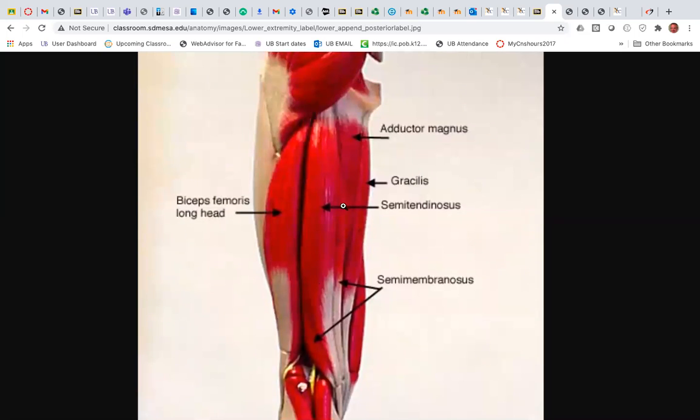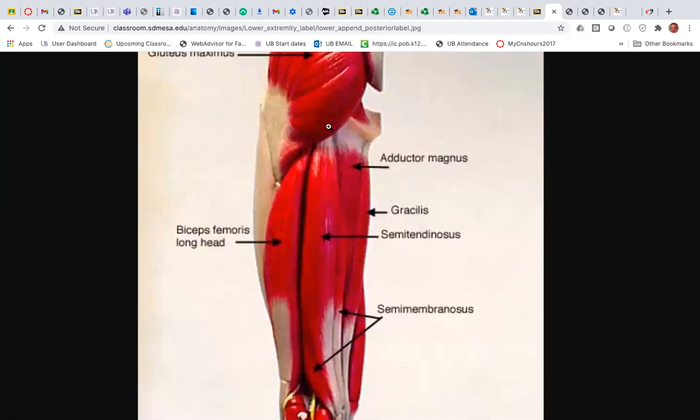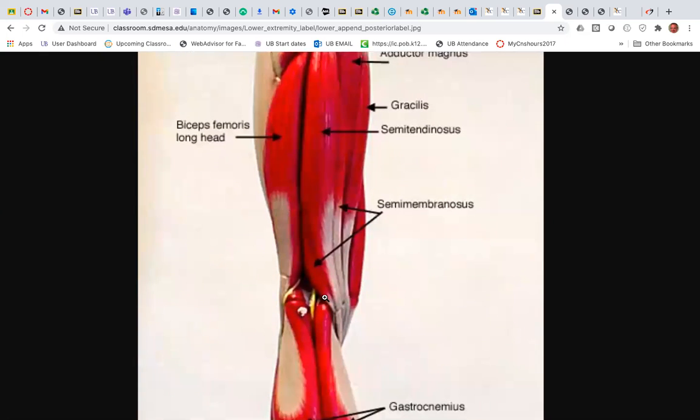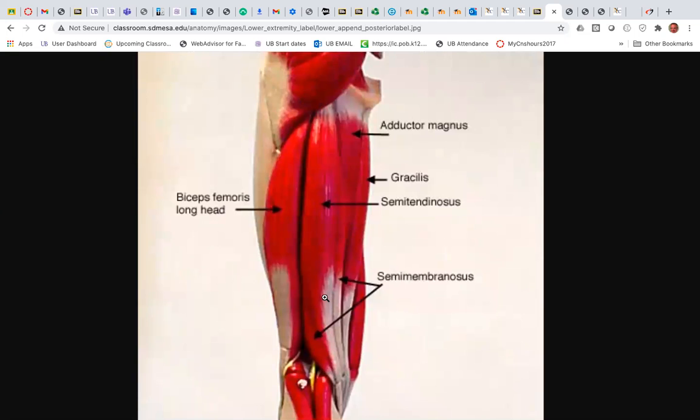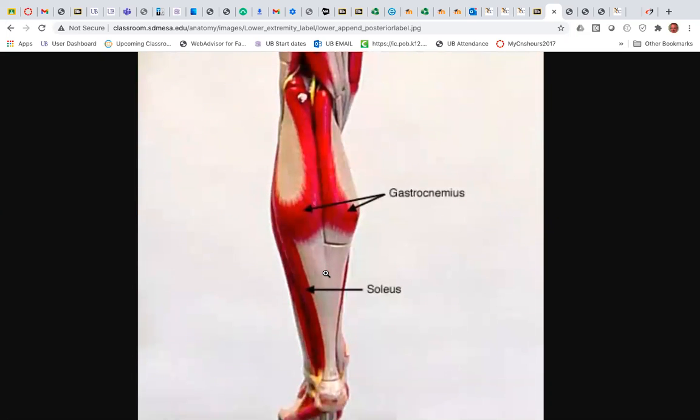Okay. The same thing is true for the semitendinosus and semimembranosus. Since they attach to the ischial tuberosity, they will extend the hip, but flex the knee. So the quads and the hamstrings are 100% antagonistic to one another. The quads will extend the knee, the hamstrings flex the knee. The rectus femoris can flex the hip, the hamstrings extend the hip. They're completely antagonistic.